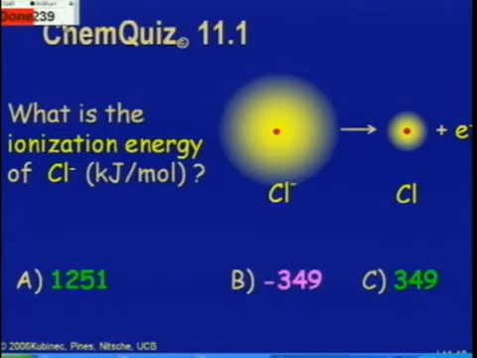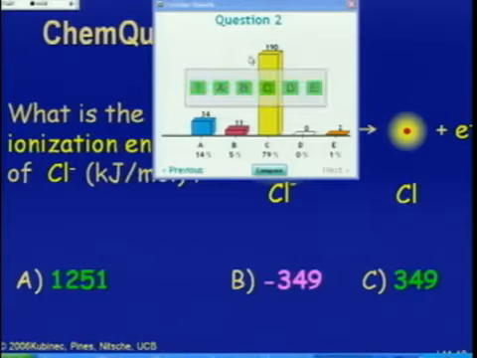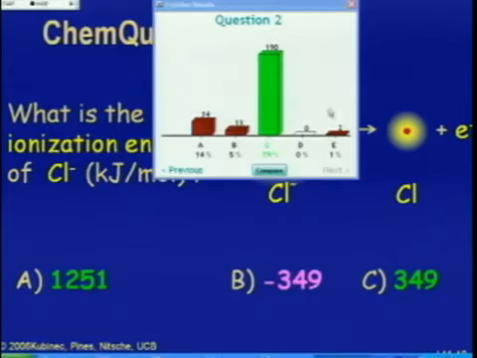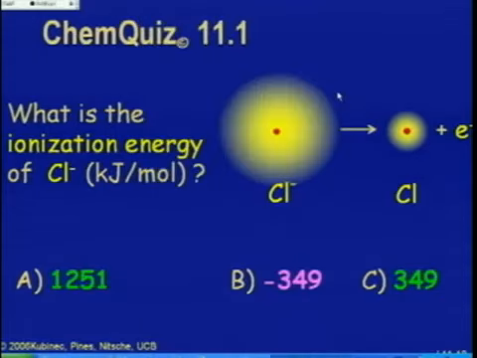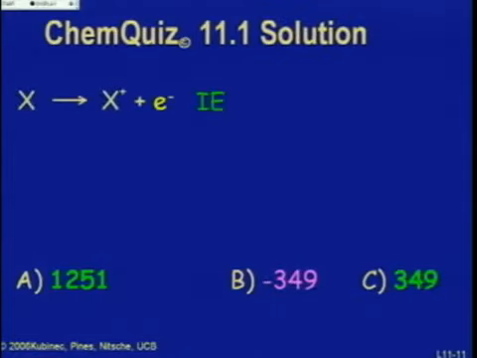Okay, let's see what this is. Yes, this is good. The ionization energy has to be positive, and with this, C is right. And for the rest of you, I'll tell you why. This is an ionization energy, and this is the electron affinity reaction, okay?